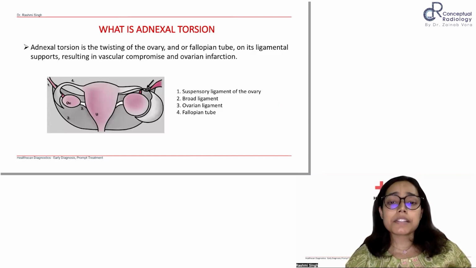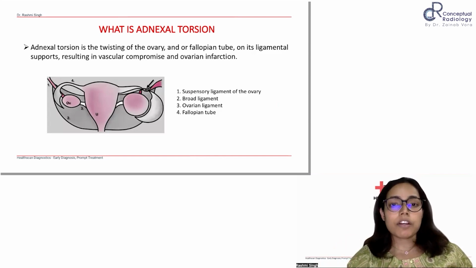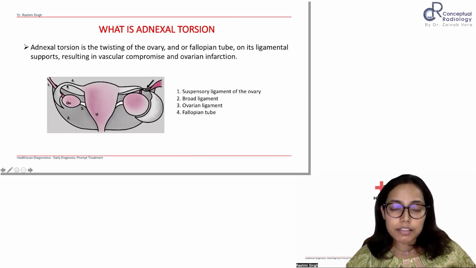So, what is adnexal torsion? Before that, we should be aware of what the adnexa comprise. The adnexa comprise the ligaments, ovaries and fallopian tubes. As in this pictorial diagram, you can see the upper line is the fallopian tube, which is wrapped around the ovary.